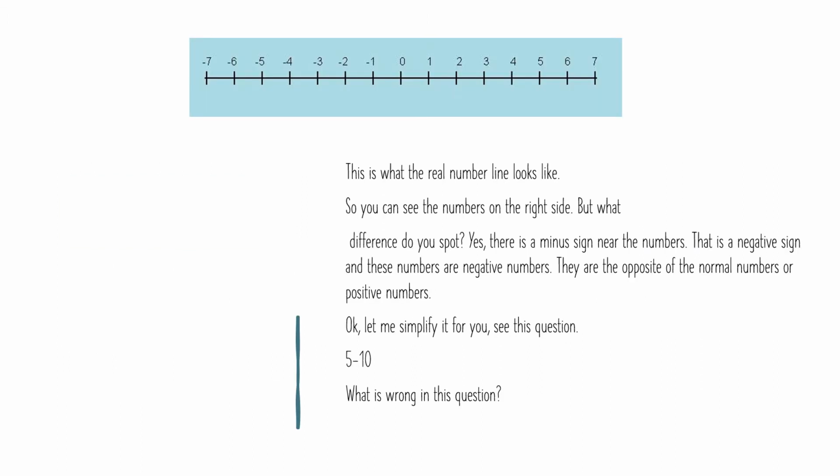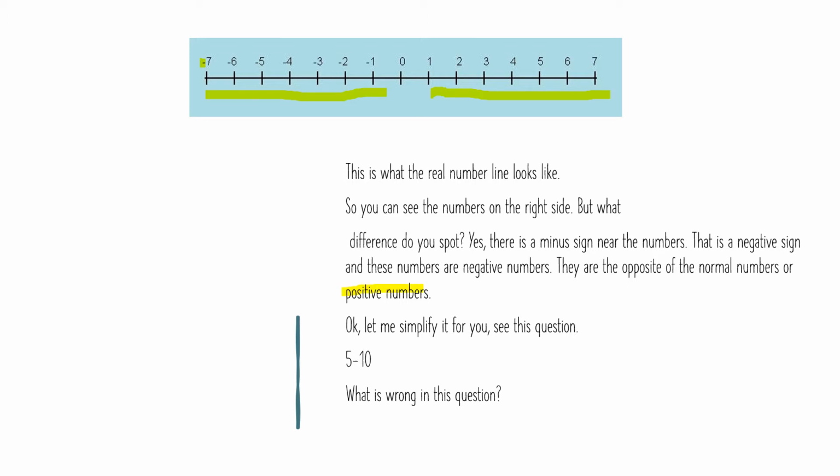This is what the real number line looks like. So you can see the numbers on the right side and in the left side. But what difference do you spot? Yes, there are minus signs near the numbers on the left side. That is a negative sign and these numbers are negative numbers. They are the opposite of normal numbers or positive numbers.